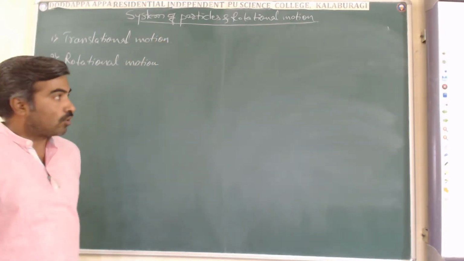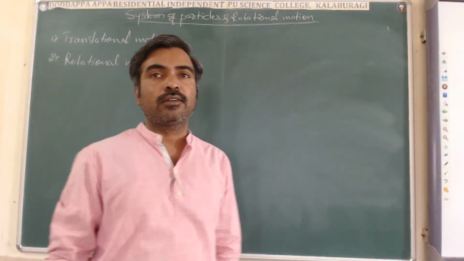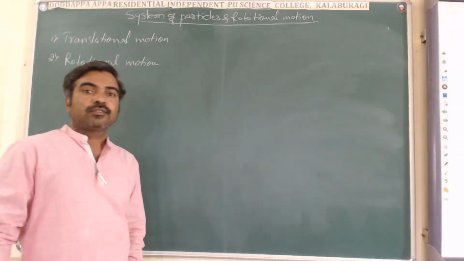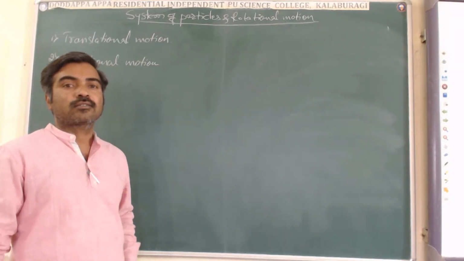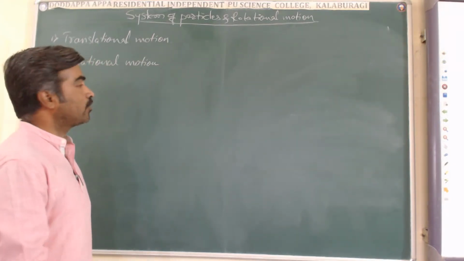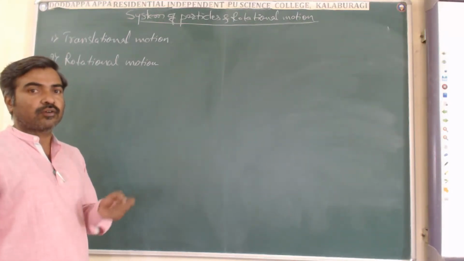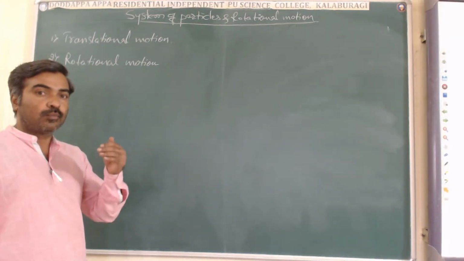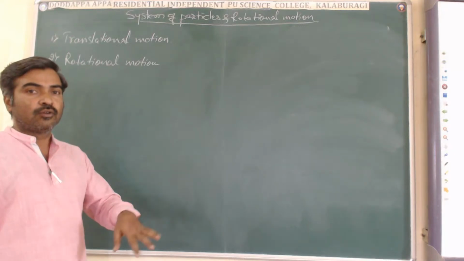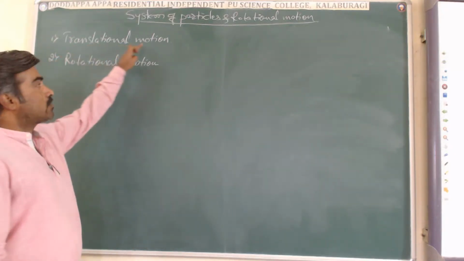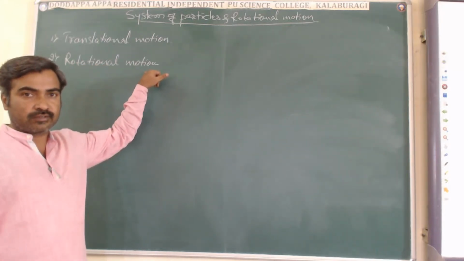For a rigid body, we have discussed the definition of a rigid body: a body or an object which does not change its shape when external forces or deforming forces are applied on it. For such a system, we have discussed the different types of motion when it is set in motion by the application of force. In that, we discussed translational motion as well as rotational motion.